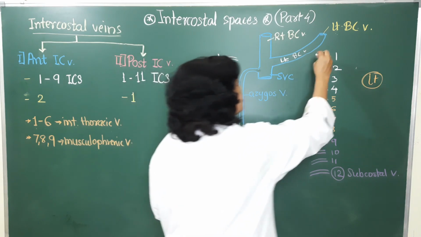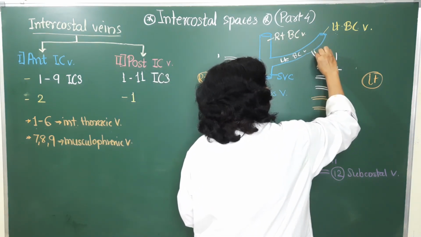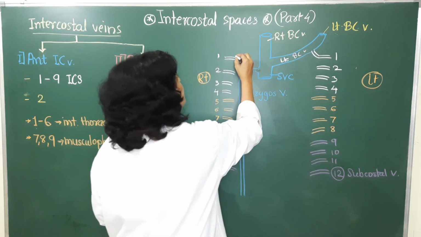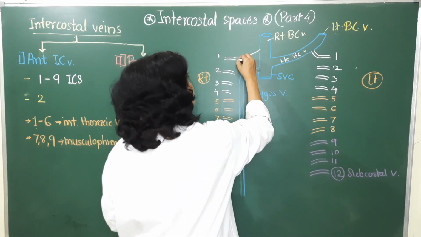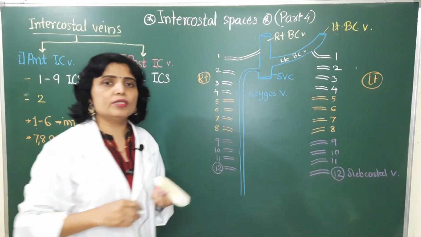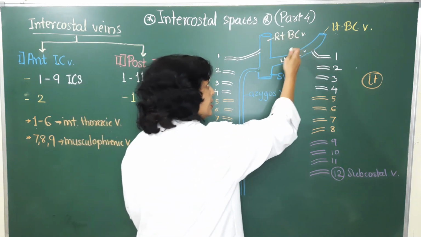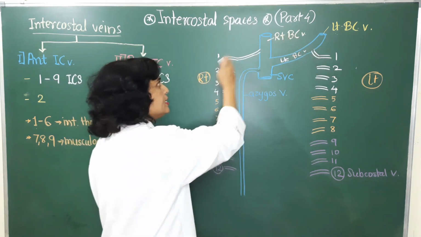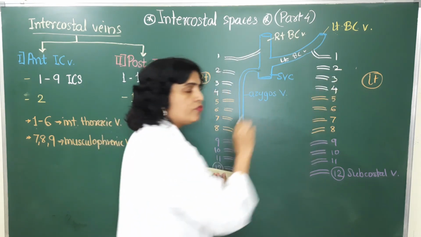So the first posterior intercostal vein directly opens in the left brachiocephalic vein. On the right side also it opens in the right brachiocephalic vein. So the first posterior intercostal vein drains in the brachiocephalic veins: on the left side in the left brachiocephalic vein, on the right side in the right brachiocephalic vein. Now what happens to the second, third and the fourth?